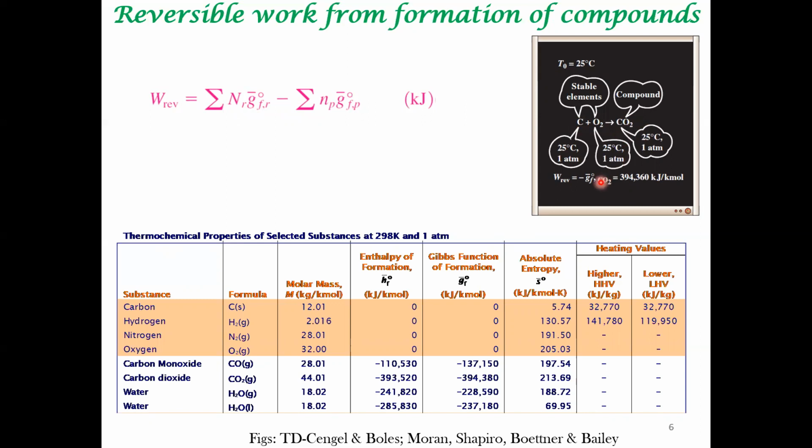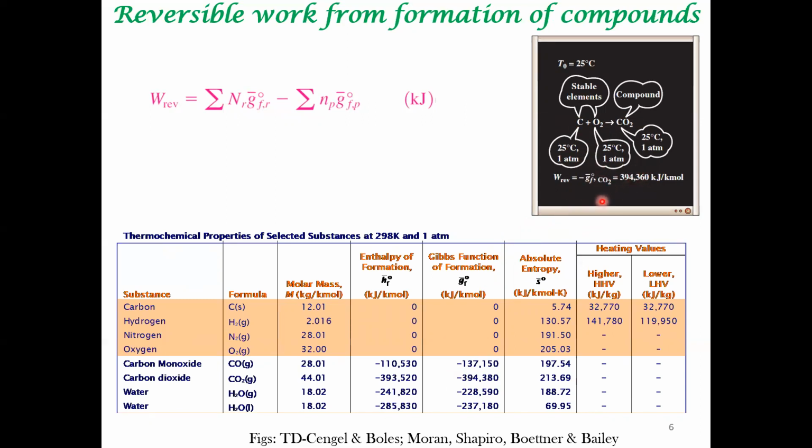So if you look at the free energy of carbon, that's the standard state, we assign a free energy of 0. Oxygen is the standard state, you assign a free energy of 0. But carbon dioxide, there are new chemical bonds, strong chemical bonds that are formed. So it has a negative number. So that means it's an exothermic reaction. So that is what goes in here.